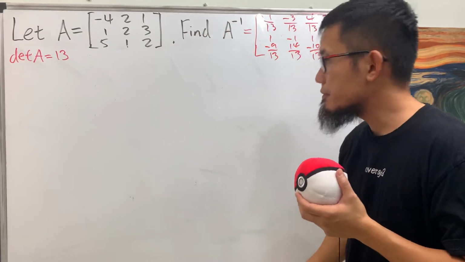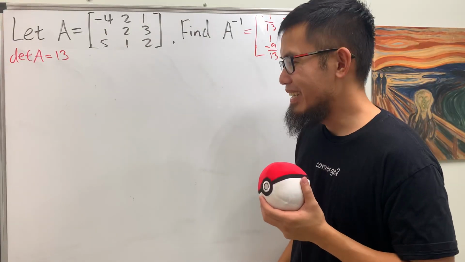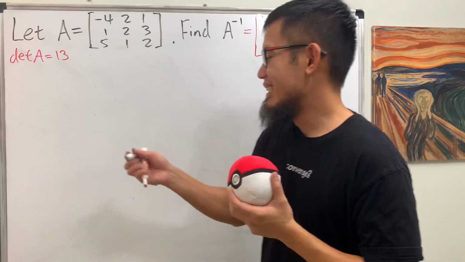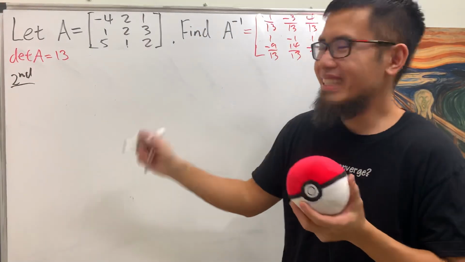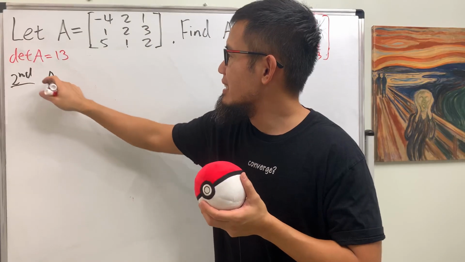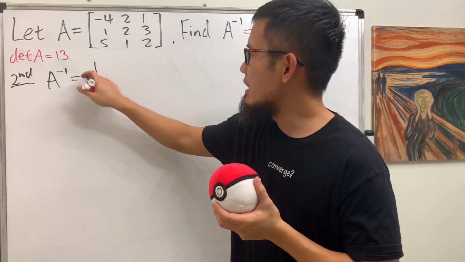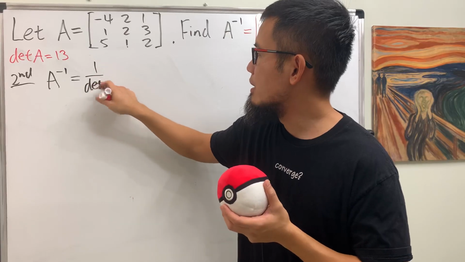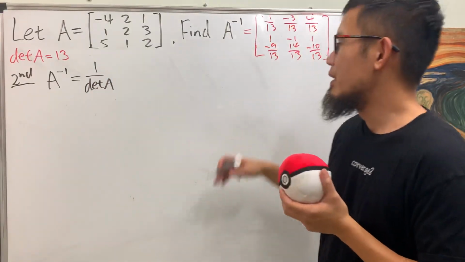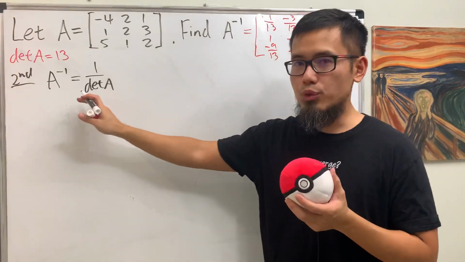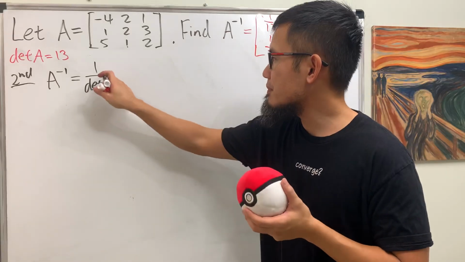Okay, so here we go. This is the second way. Either you like it or you hate it. There's actually a formula for this. It says the inverse of A, when this exists, is equal to 1 divided by the determinant of A. And this is one of the reasons why, if the determinant of A is not equal to 0, you actually have an inverse.